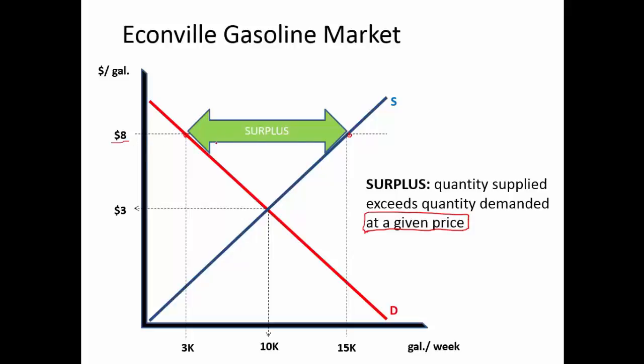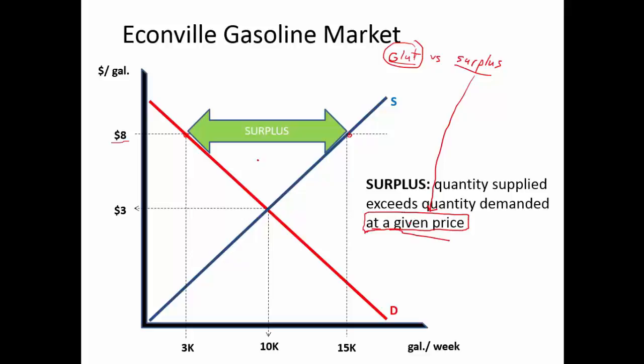Now, note that a surplus doesn't just mean that there's a lot of the product available relative to the past. The term for that is a glut. So you want to know the distinction between a glut and a surplus. A glut just means a large quantity, and a large quantity will bring low prices, and you'd still be in equilibrium. A surplus is very specific. It means people are trying to sell more than is being bought at the given price.